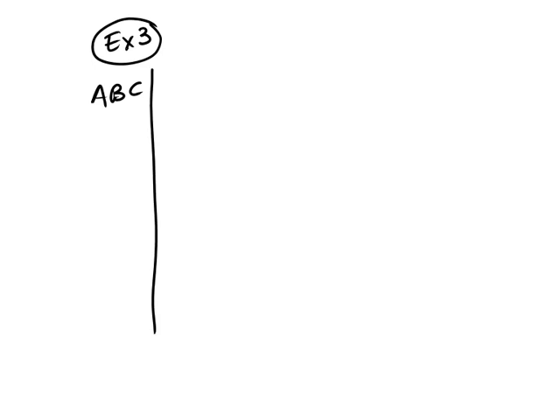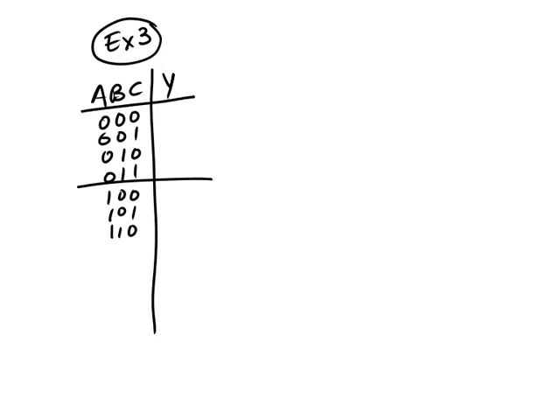Example 3. Using decoders for logic. Let's say we have a 3 input function, and I'll just make a random function: 0, 0, 0, 0; 0, 0, 1, 1; 0, 1, 0, 1; 0, 1, 1, 0; 1, 0, 0, 1; 1, 0, 1, 1; 1, 1, 0, 1; and 1, 1, 1, 0. I'm going to pick some random function here.